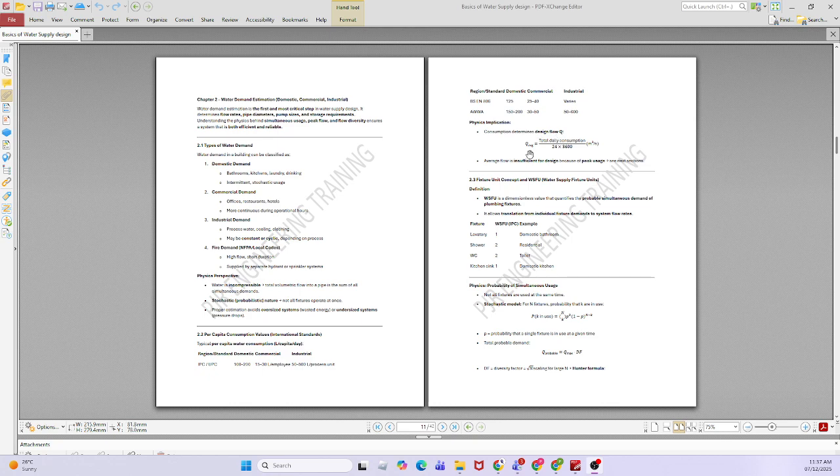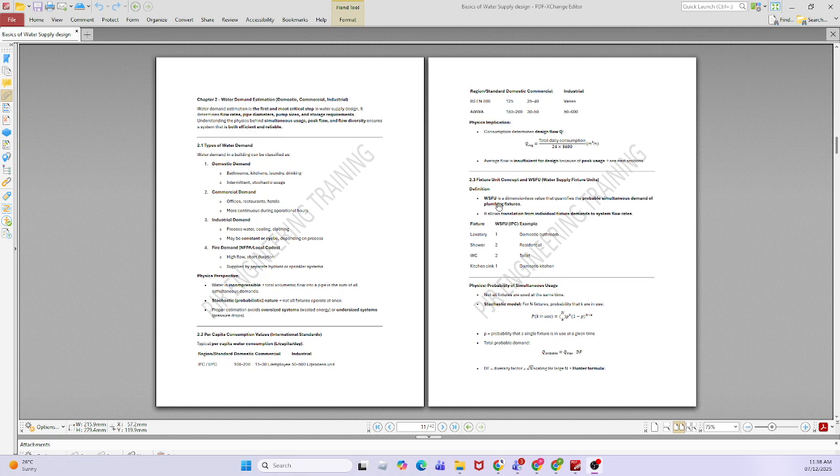So Q consumption determines the design flow rate. Q average is nothing but the total daily average divided by 24 multiplied by 3600, which will give you the design flow. The average flow is insufficient for design because of peak usage. That is why you cannot just calculate the total demand divided by 24. This is like average demand.